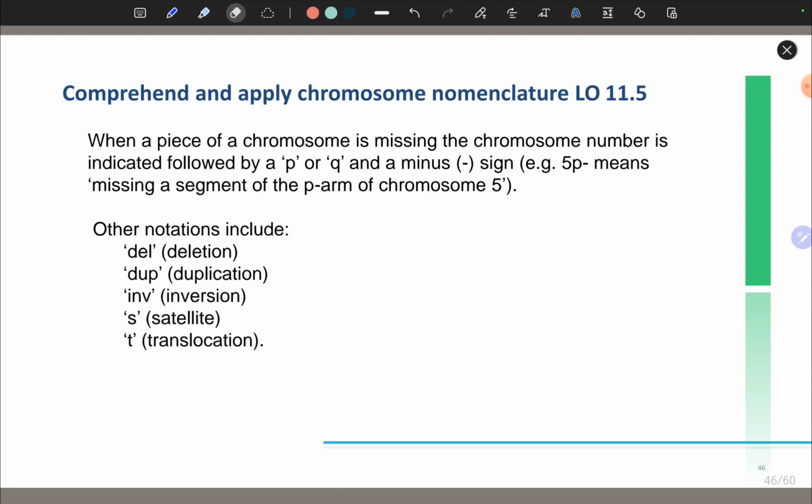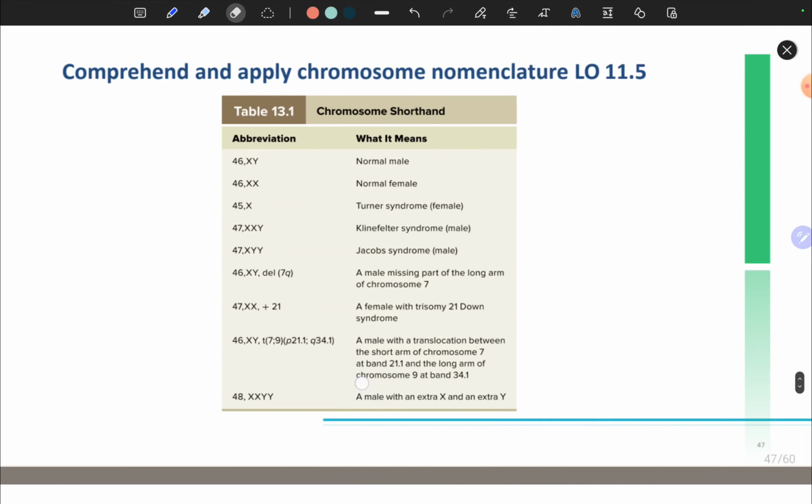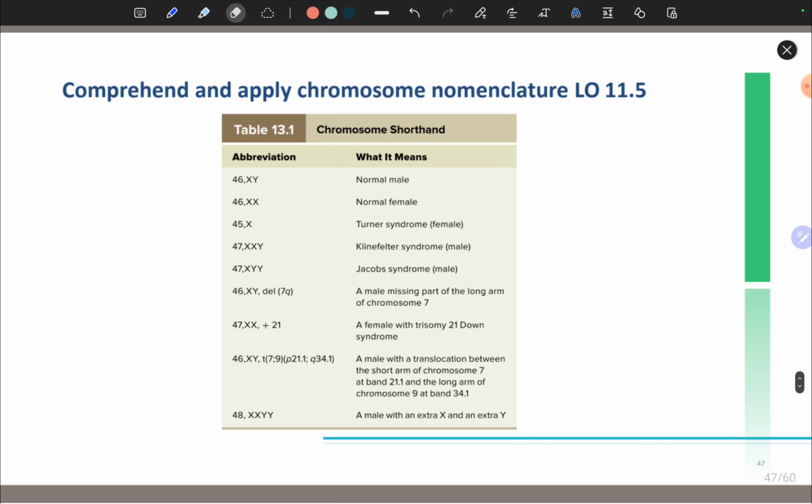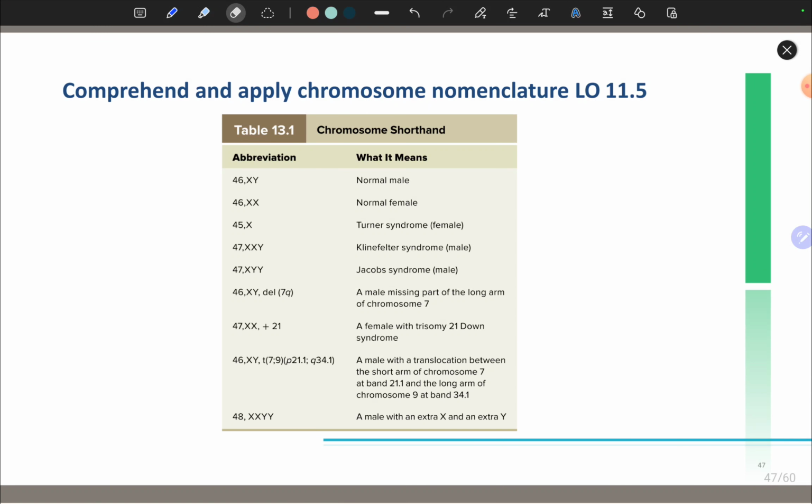So here we have the table. I have put it like this. These are the numbers, how it is expressed, and this is the problem with them. So later you can see, for example, 47,XYY, Jacob syndrome, which is a male with 2 Y chromosomes.